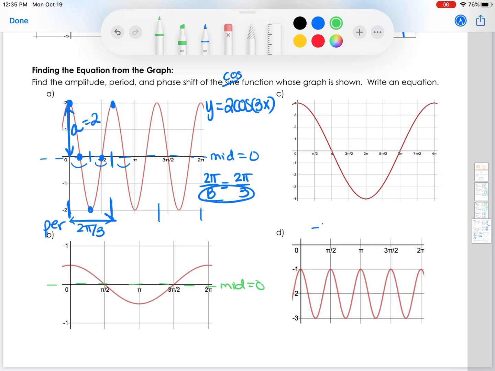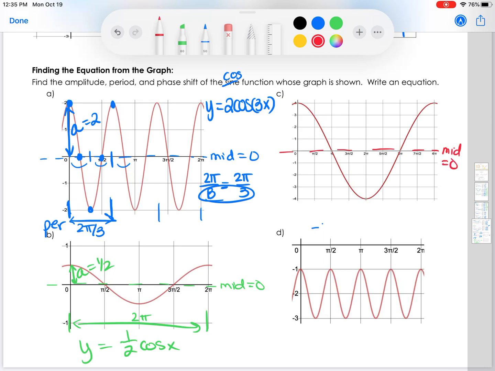Okay. All right, for part B, we again have a midline of 0. It looks like our amplitude is a little smaller. Our amplitude is a half, and nothing else has changed. We have a period of 2 pi and no shifts. So that means that y equals 1/2 cosine of x.